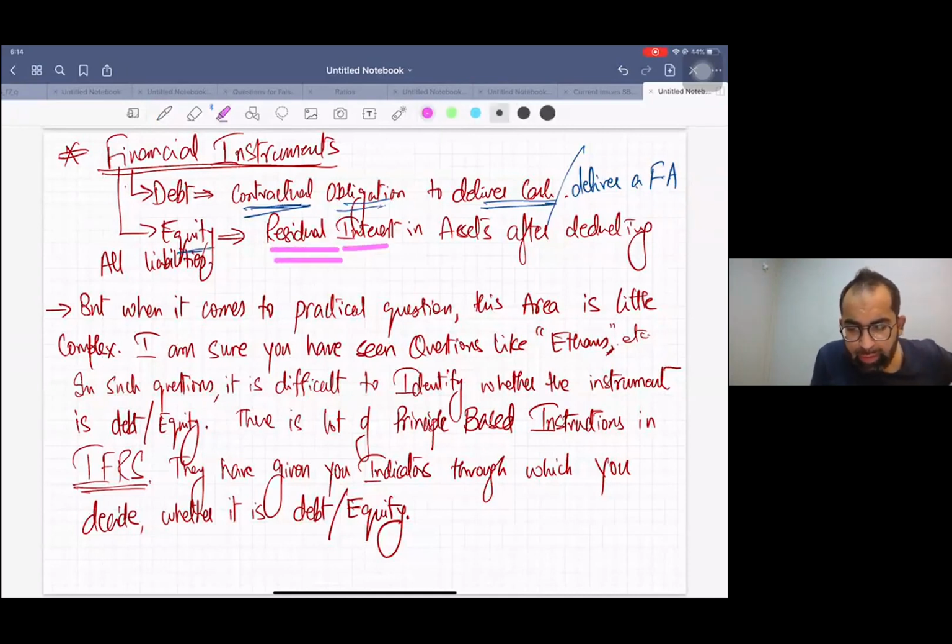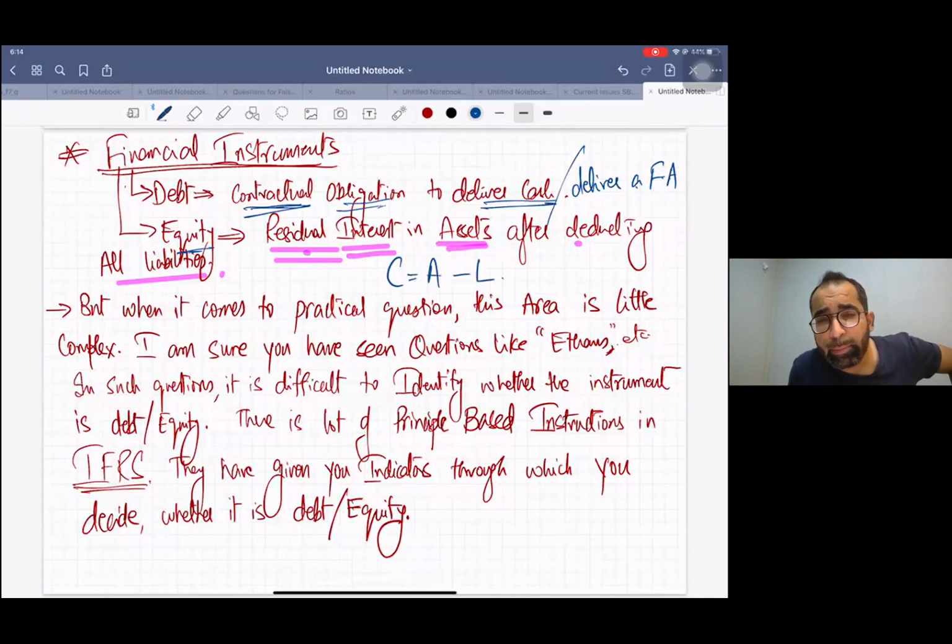Equity is the residual interest in assets after deducting all liabilities. Hope you remember this equation: C is equal to A minus L. This C is equity. So the definition of debt is a contractual obligation to deliver cash, and the definition of equity is residual interest.